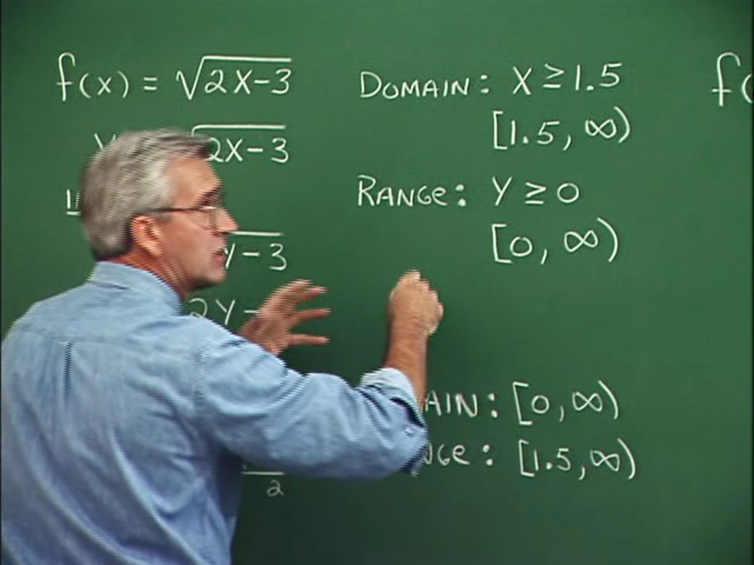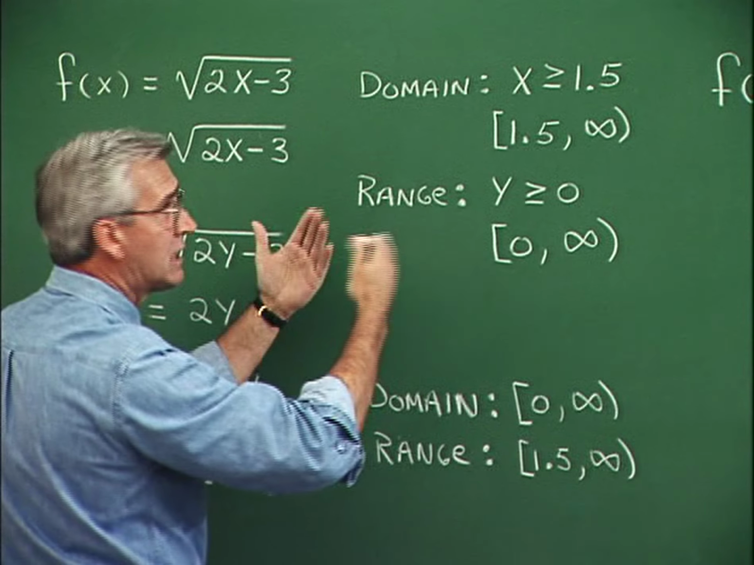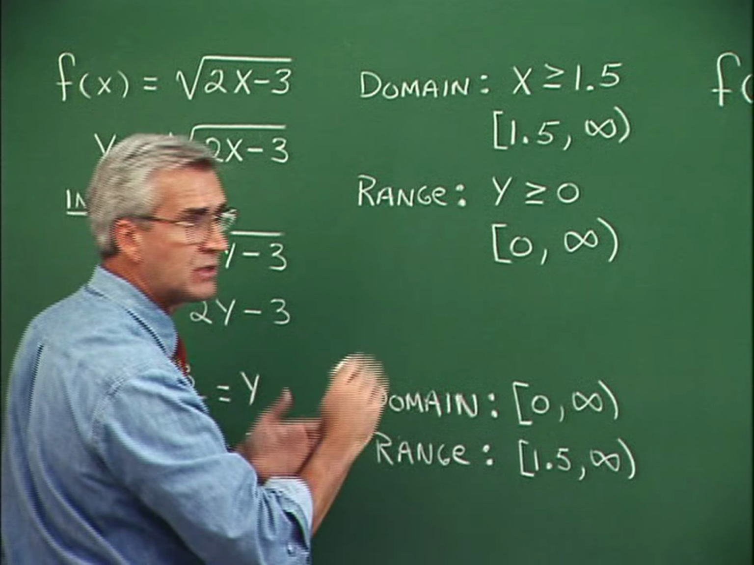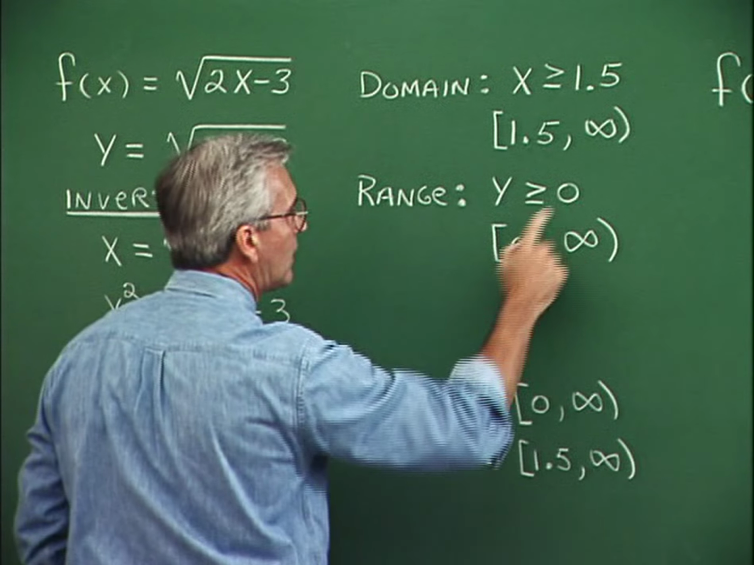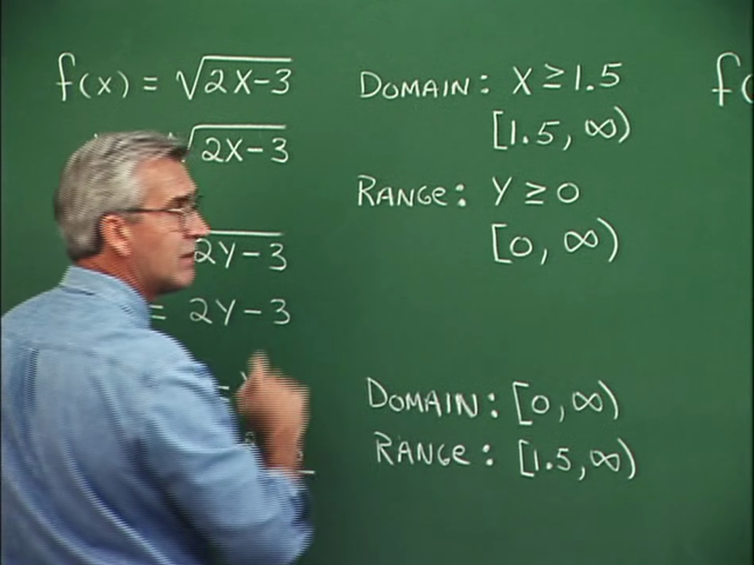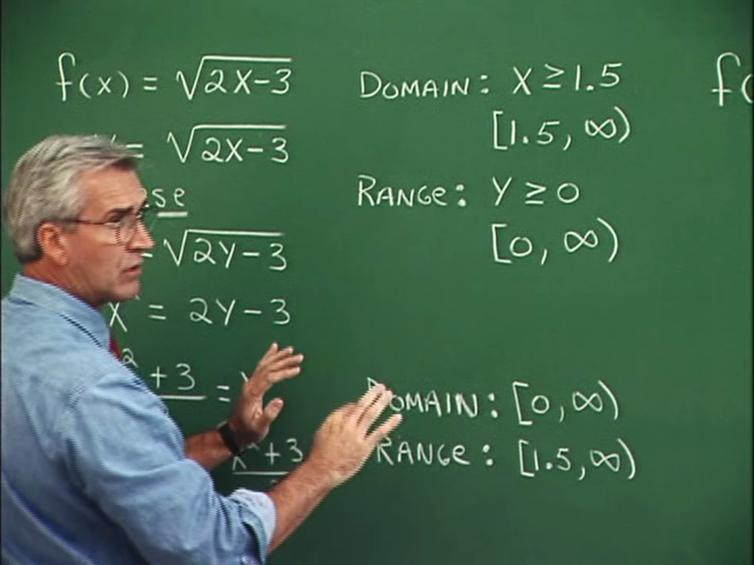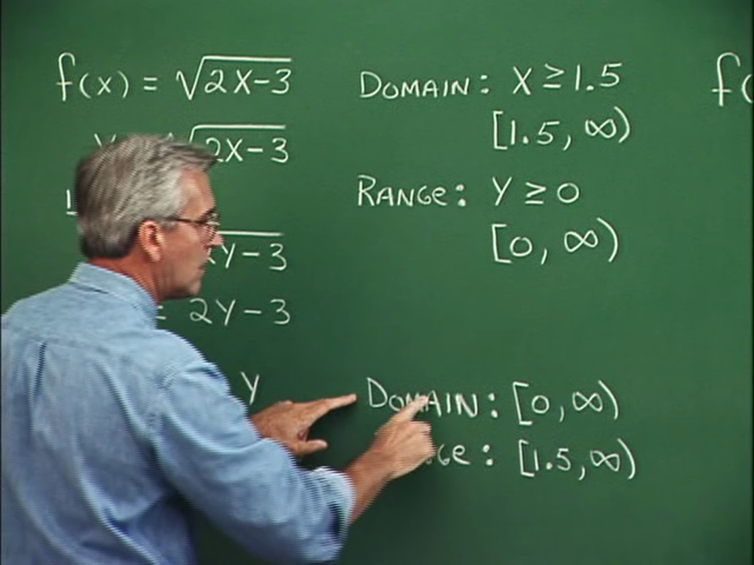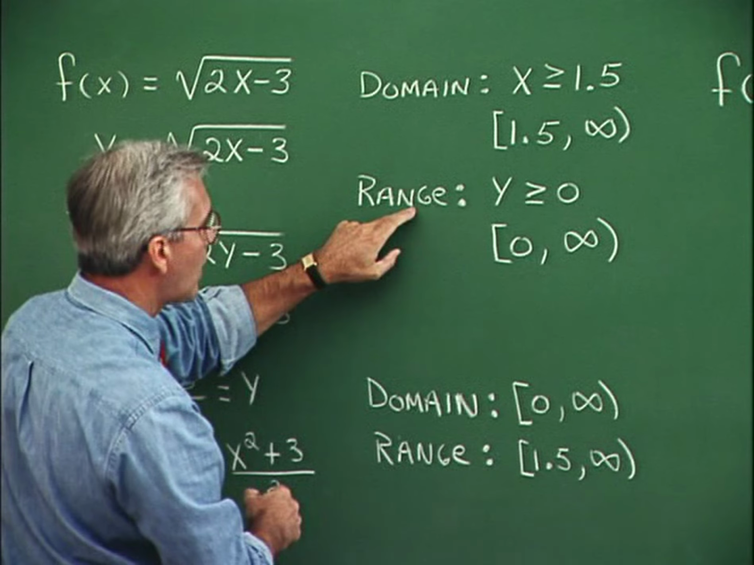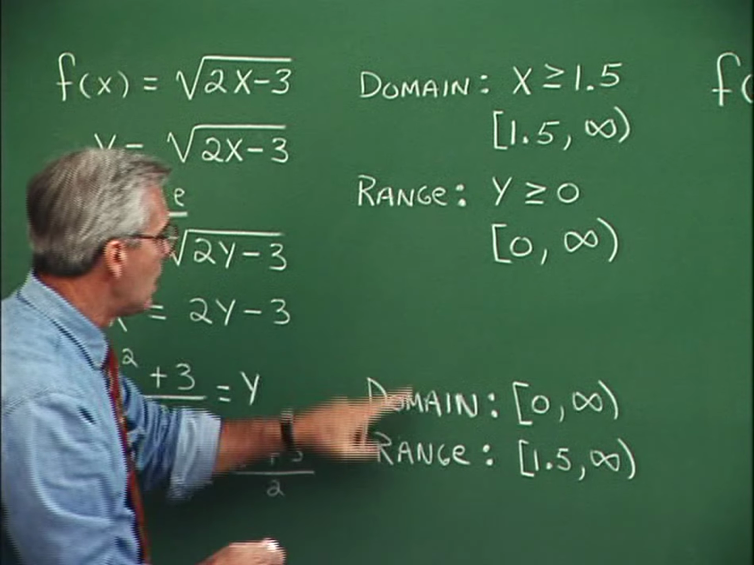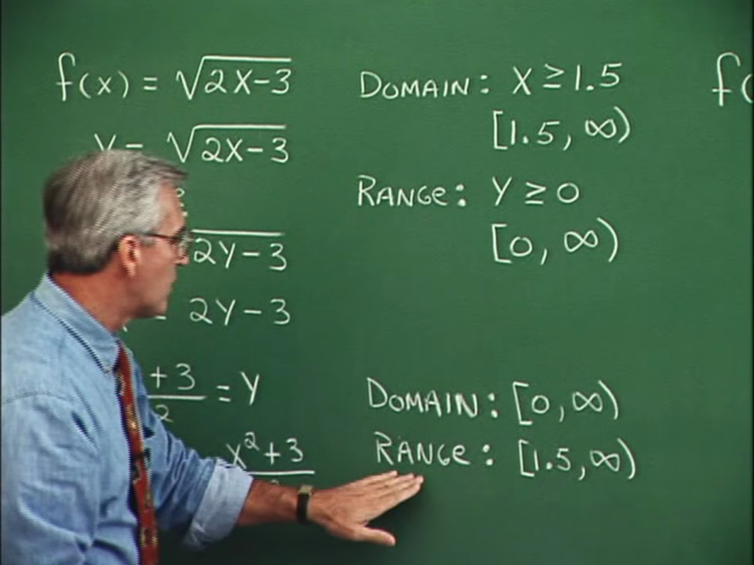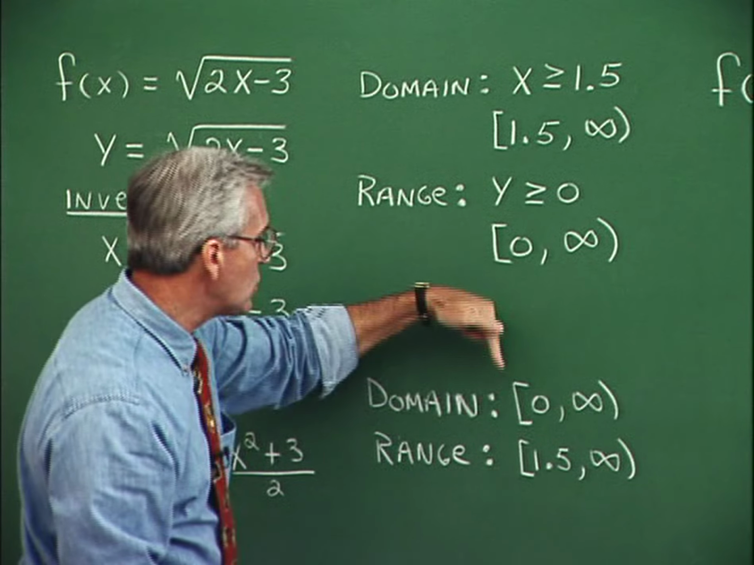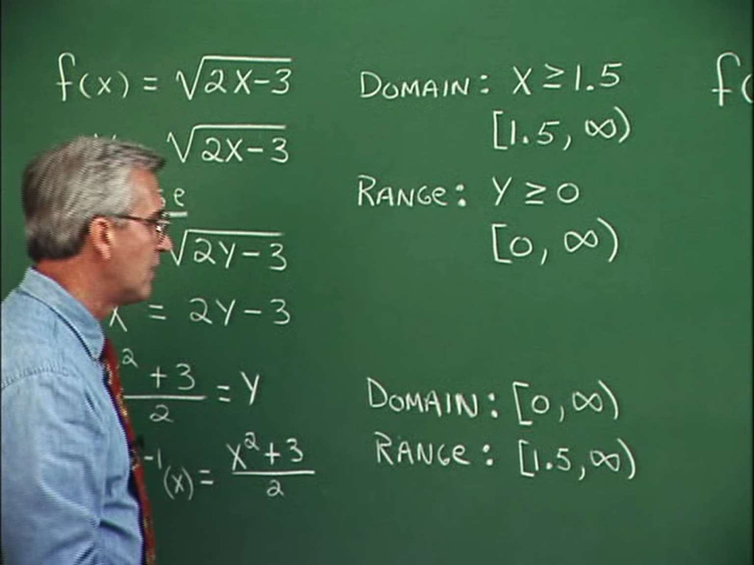And the range, let's see, the range means the y values that come out of these calculations. Turns out that when we take the square root of numbers, we always get positive numbers or 0. So y is greater than or equal to 0, or in interval notation 0 to infinity. Now the idea that when we go to the inverse function is that the roles of domain and range are simply reversed. That is, the domain of this inverse function will be the same as the range of the function itself. So the domain will be 0 to infinity. The range will be the same as the domain of the original function. So the range of the inverse is 1.5 to infinity.